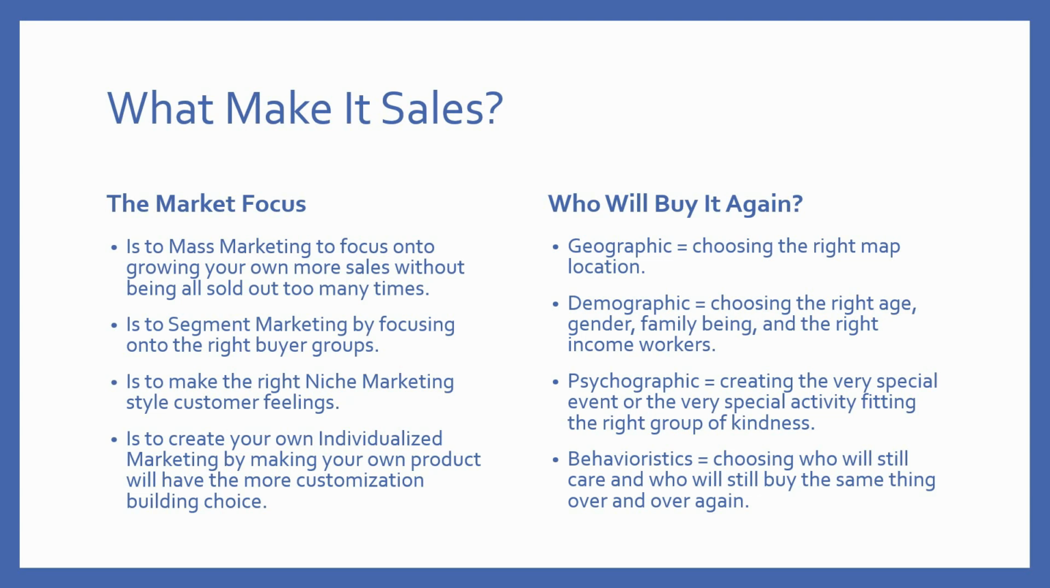Income is choosing the right workers, such as high income, low income, or middle-high income. So far I'm living in middle-high income, with the housing price costing a lot to keep up.